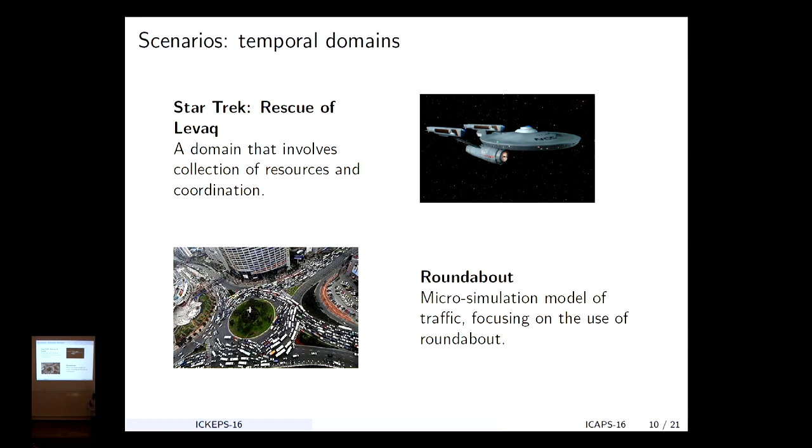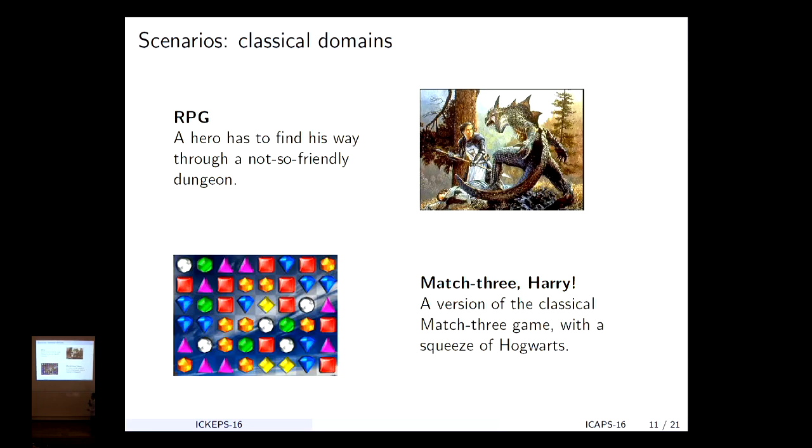The second one is roundabouts, a traffic control inspired problem. You have to traverse different vehicles around a network of roads, and you have those roundabouts that connect different roads. The third one, all of those were designed by the organizers as well, is an RPG, where you have to get your hero out of a not-so-friendly dungeon. The fourth one is the classical match tree, just a slightly modified version of that.